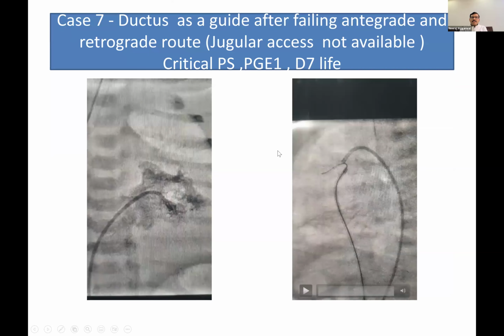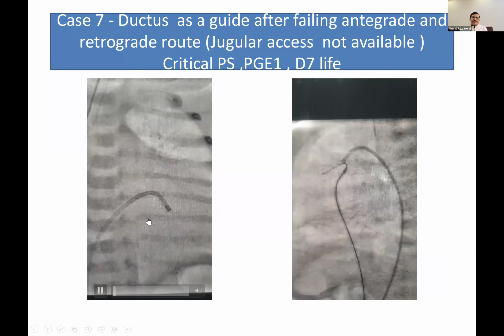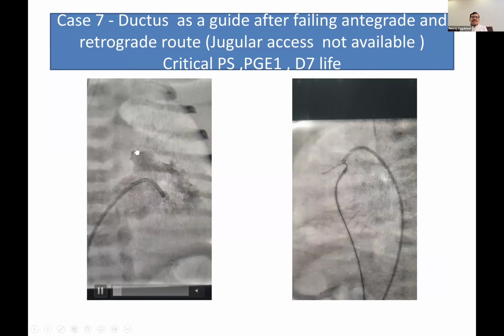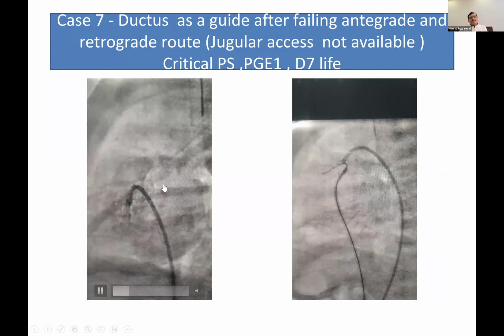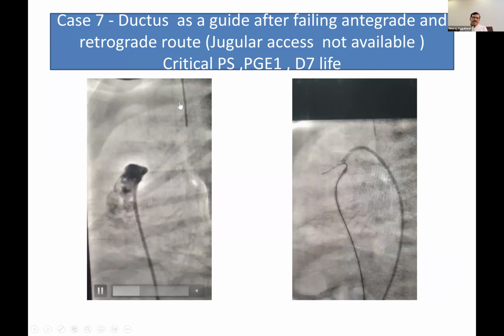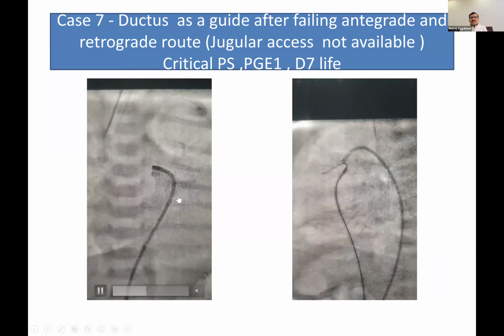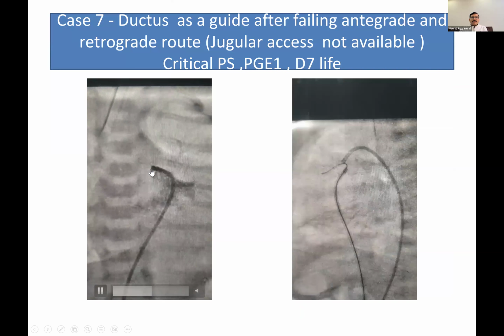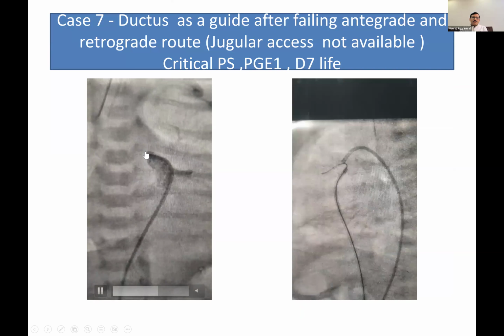Now this is a case of critical PS, on PGE1, day 7 of life. You can see the angio now. See, this RV is bad actually, ventricle flow is very less. Here, we did not have jugular access somehow. The patient was intubated, and jugular access was not possible. We were trying to cross with almost no flow.